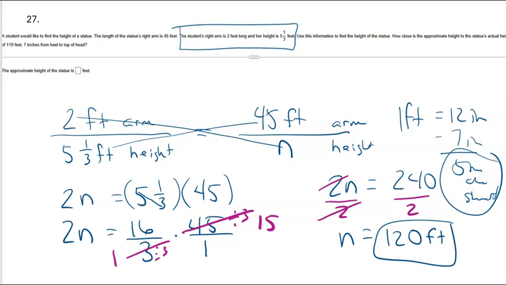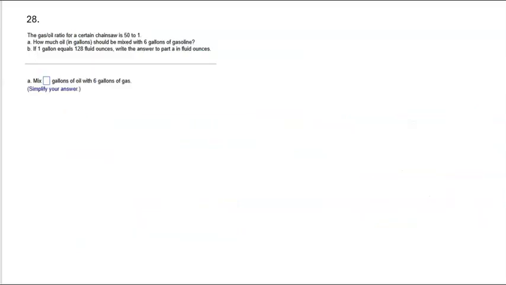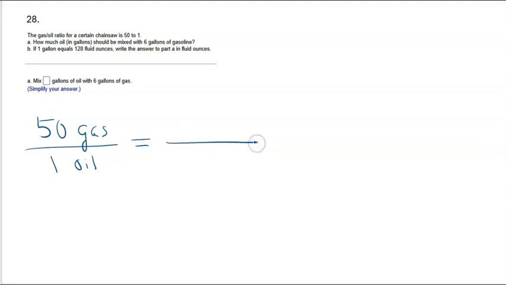I'm not sure. Okay, we made it to the last question. So the gas-oil ratio for a certain chainsaw is 50 to 1. Now remember, it said the gas to oil ratio, so it's 50 in gas and 1 in oil. So that is a ratio. They even tell us that. Probably going to be a proportion going on here. So I know if I set it up, it's got to be gas on top and oil on the bottom.